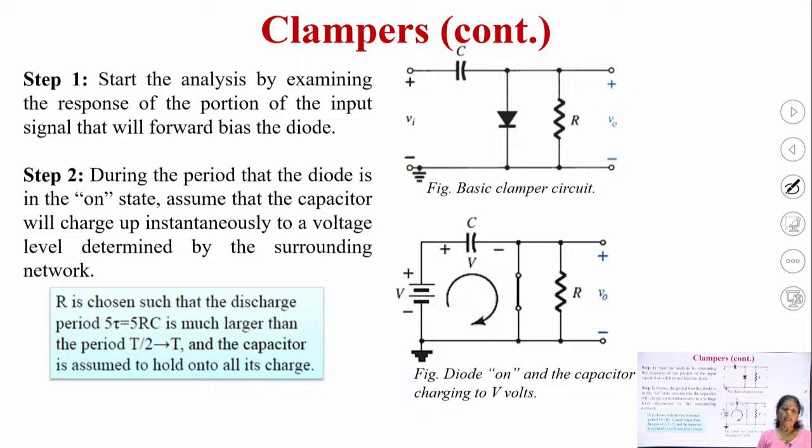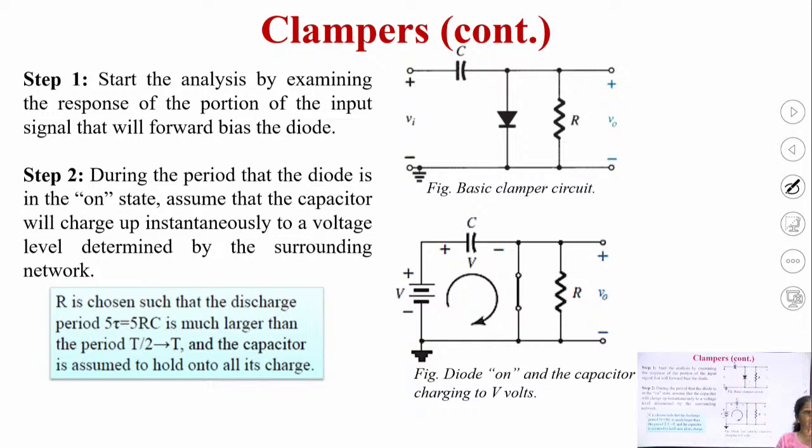Clampers are again divided into two categories. It can be a biased clamper or an unbiased clamper. If only three components are connected as shown in the figure, that is the capacitor, diode and a resistance, then it is an unbiased clamper.